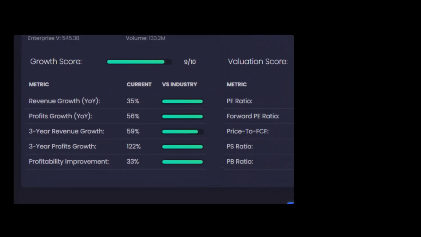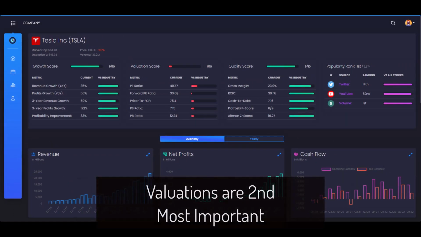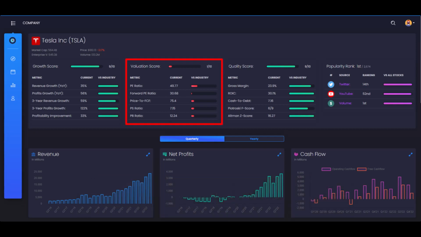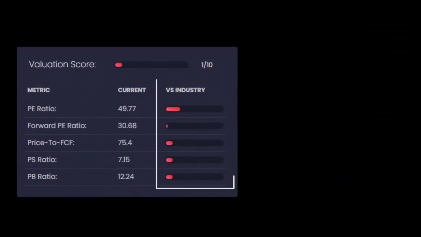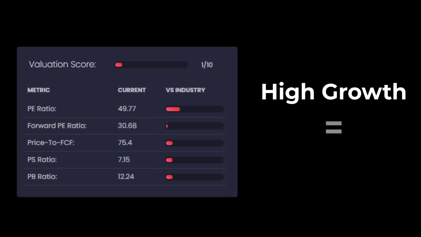But of course, there's more to the company dashboard. Remember how we mentioned that the valuations are the second most important driver of returns? Well, let's look at the valuation section. Notice how for Tesla, this section looks a little bit red. Well, that's because compared to its industry, Tesla looks expensive from a valuation standpoint. But this is normal, since companies that are growing really fast will command a higher price, since investors are willing to pay more for them.